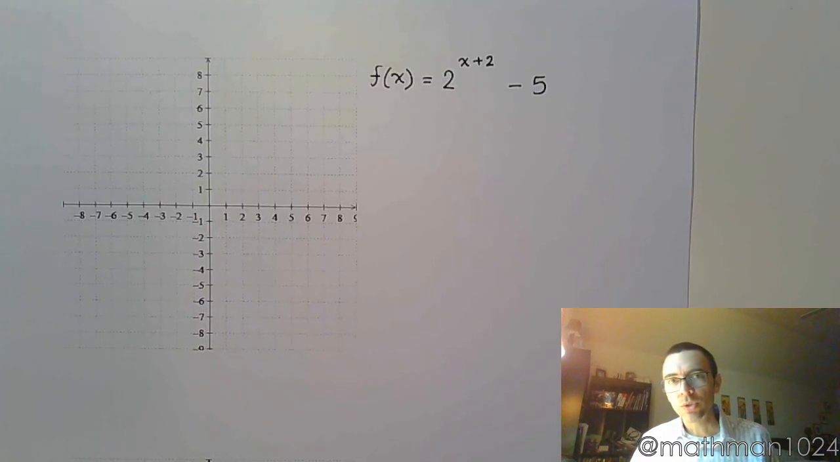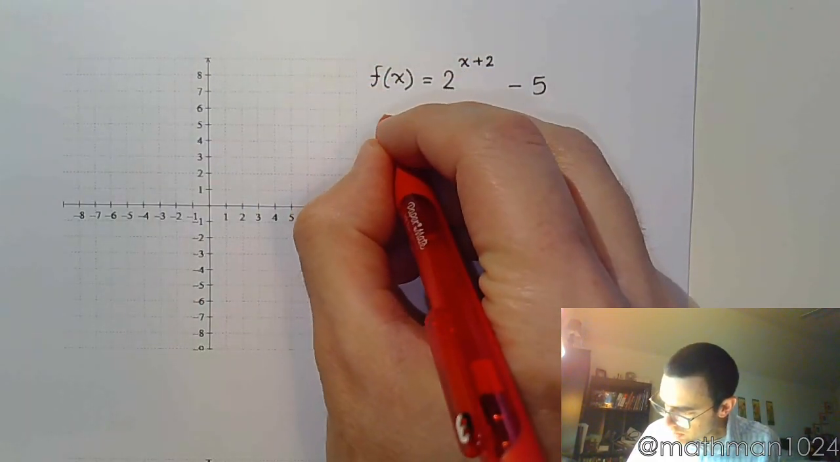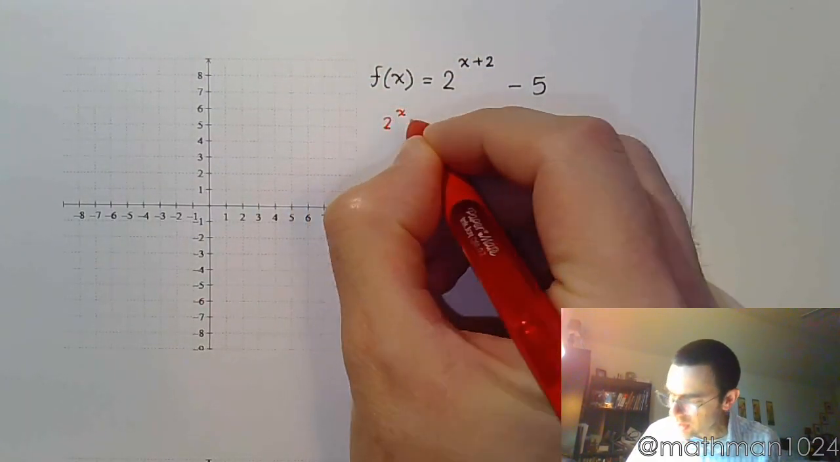In this video, we're going to look at how we take our exponential functions, those basic parent shapes, and apply our normal transformations to them. So if we look at this guy right here, f of x is equal to 2 raised to the x plus 2 minus 5, we want to make sure we understand what the basic function is here. So this guy is based off of 2 to the x.